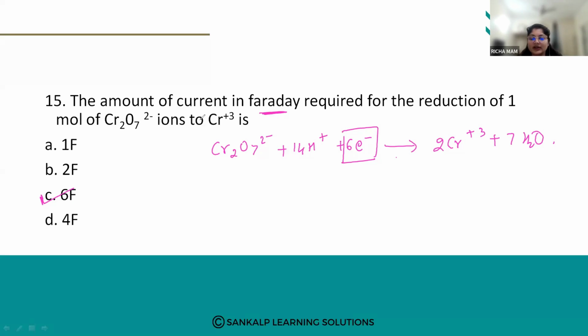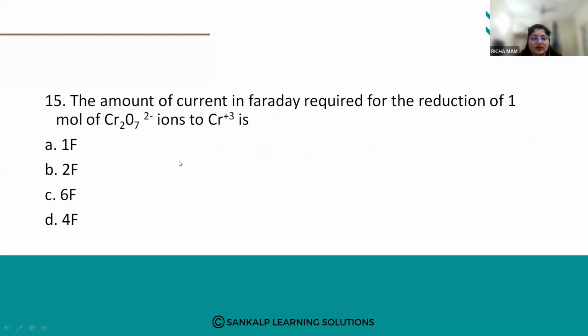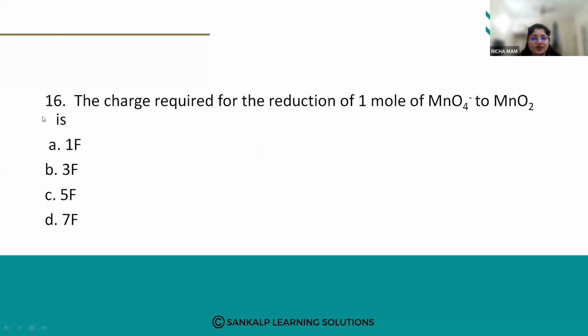So the amount of current in Faraday required for the reduction of 1 mole of dichromate ions to Cr plus 3 is 6 electrons. So 6 into this Faraday amount. So it will be 6 Faraday. Okay. Let us go for the next one.